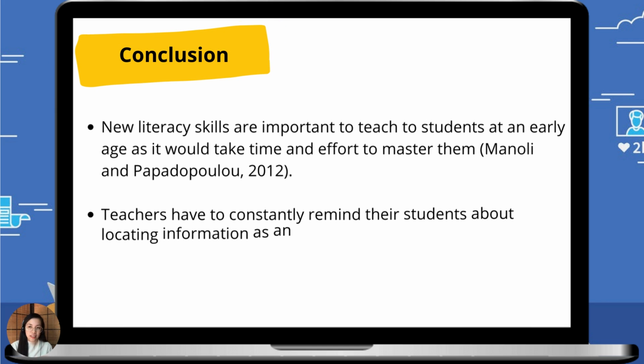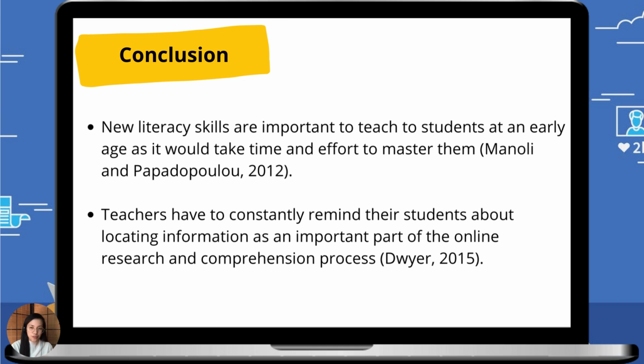Based on the indicated findings, the following conclusions were drawn. First, the new literacy skills and strategies of online research and comprehension are considered paramount in the 21st century. Moreover, the results provide a basis that new literacy skills are important to teach to students at an early age, and as it would take time and effort to master them. And second, this study provides information that there are new literacy skills and strategies that should be taught explicitly and implicitly, as there are skills that students are not aware that they have acquired.